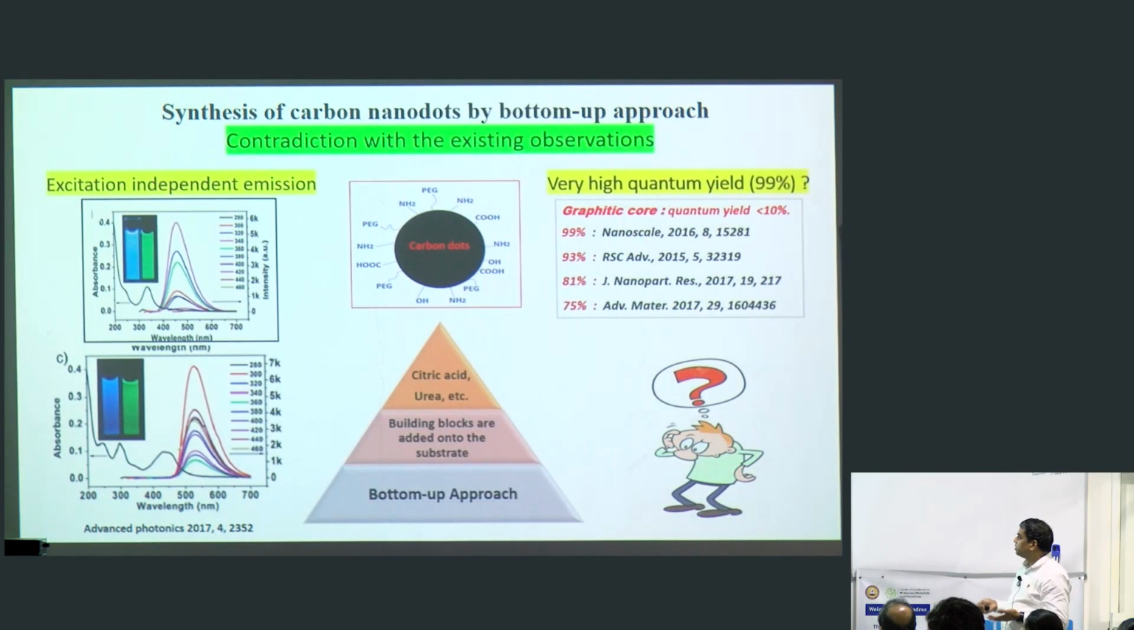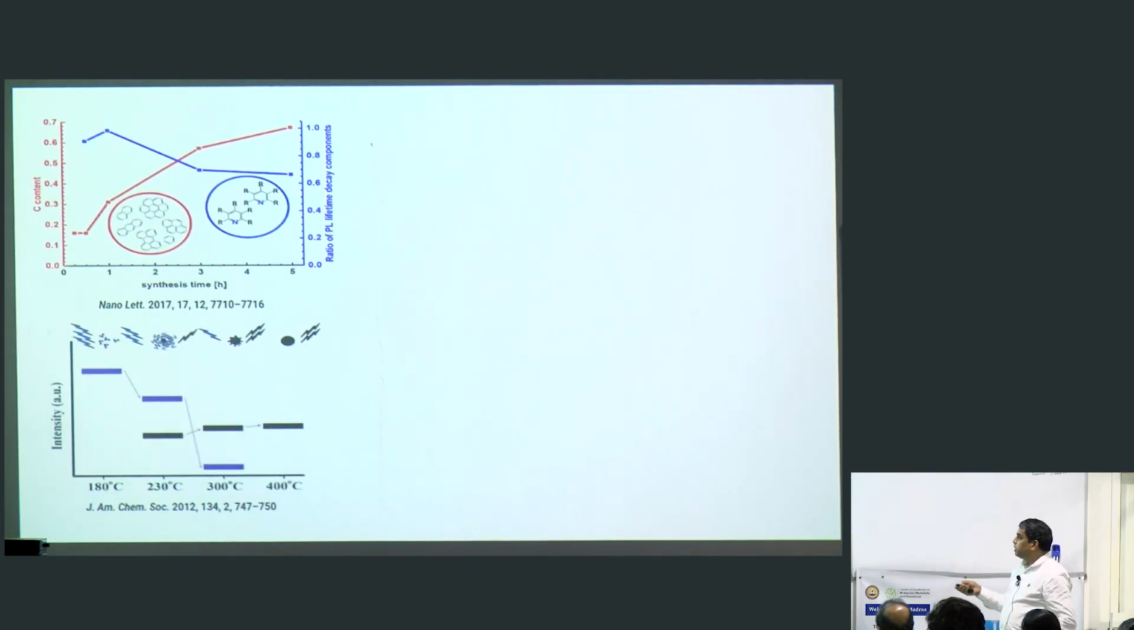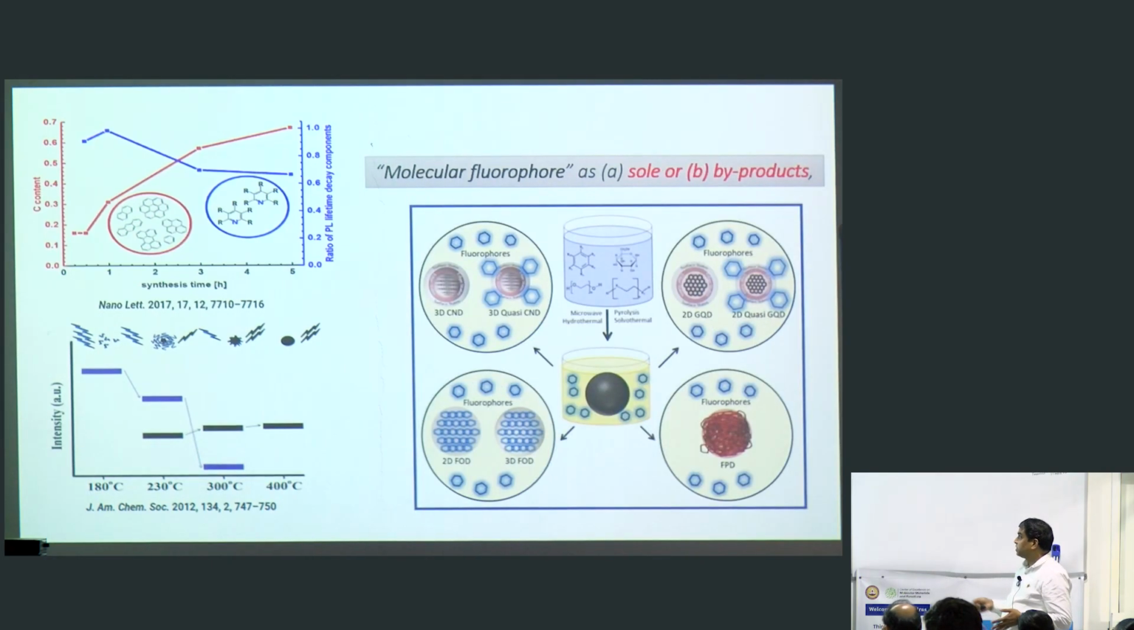I'm not going into the details of all these things, because I want to show some other things as well. Depending on the synthesis method, as I told you, if you go with time, you can have molecular fluorophore structures and then finally end up with the carbon dot. Here you can see a very nice JACS paper where they changed the temperature from 180 to 400 degrees centigrade. These are the molecular fluorophores, and with increasing temperature, this creates carbon dots. So if you don't know which condition you are using, you have different variations of the structure, and you can end up with different types of structures.